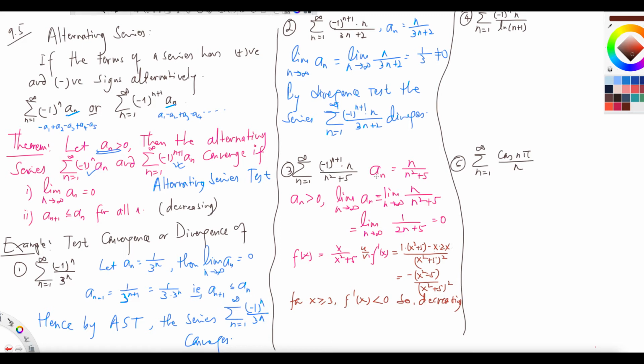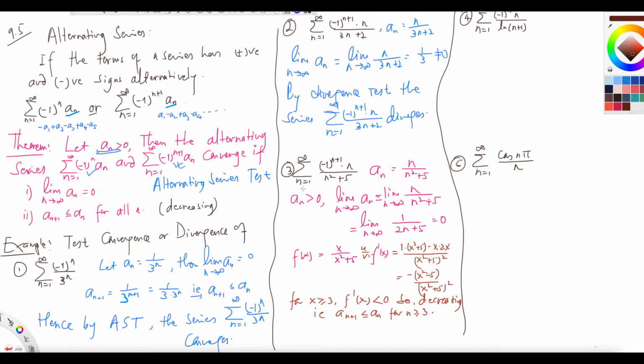For x greater than or equal to 3, this function f(x) is decreasing, meaning a_n is decreasing. a_(n+1) is less than or equal to a_n for n greater than or equal to 3. That's what you got. Okay, hence the series converges for what? The series converges for n equals 3 through infinity.